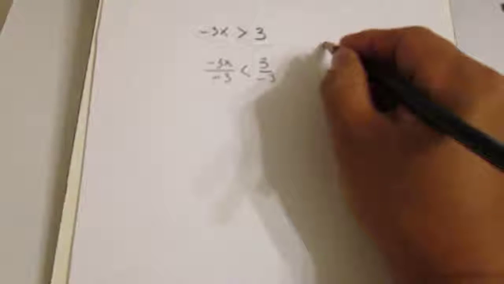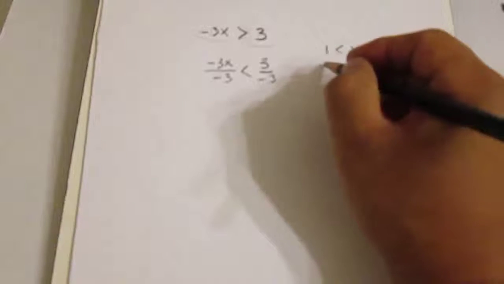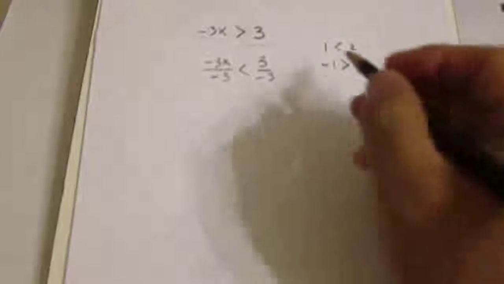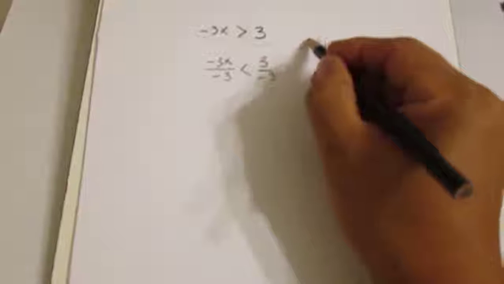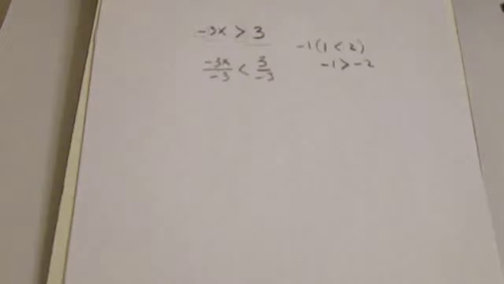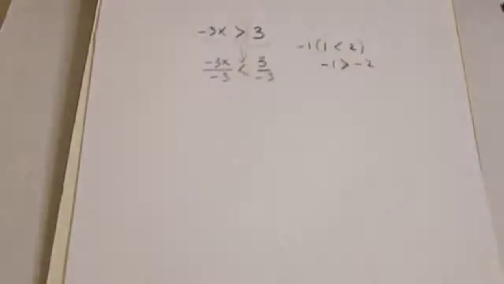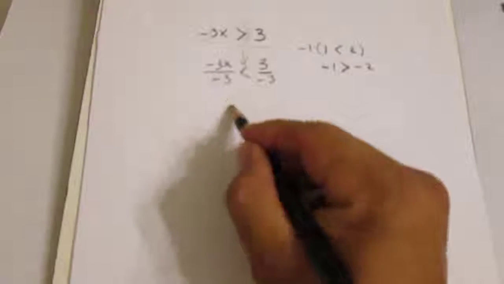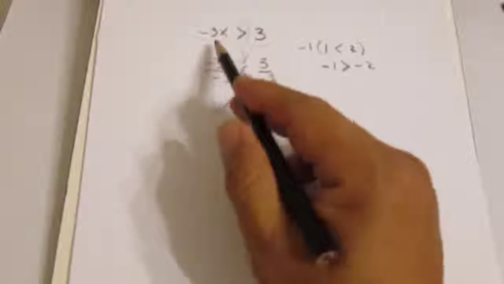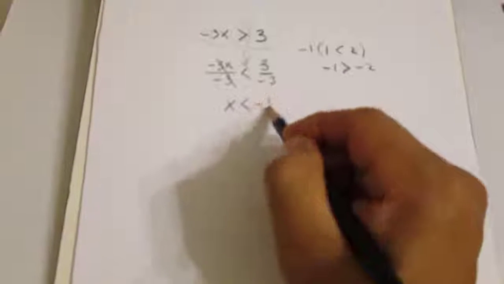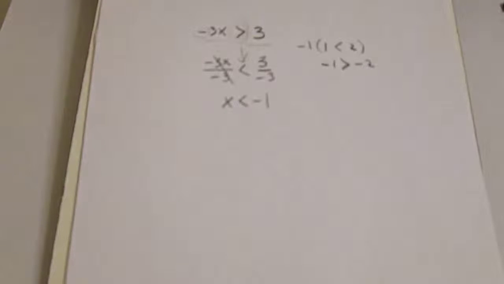Again, I'm going to go over the concept one more time. 1 is less than 2, but with negative 1 and negative 2, actually negative 1 is bigger, because I'm multiplying this whole thing by a negative number. Any negative number, my inequality will flip. So that's what I just did. So my answer is now x, because this crosses out to positive 1. So x is going to be less than negative 1. And that's my answer.